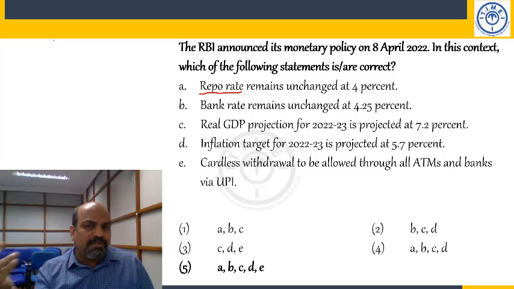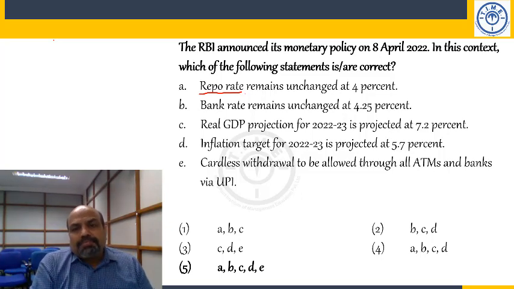Next, reverse repo rate. Reverse repo rate dash rate of interest charged by commercial banks on short term loans to the RBI, dash currently 3.35%.